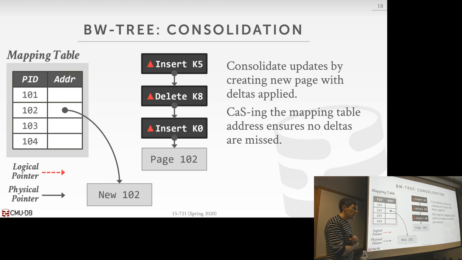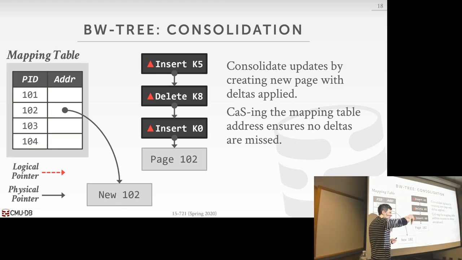Is the compare and swap technically a latch? We will cover this next class. Could you implement latches with compare and swap? No. A latch would be like: I'm holding a latch on some critical section, and I do a bunch of stuff. Whereas this is just a single update that I apply. If it's a spin latch, you spin until you get the latch. I could keep spinning until I get the thing I want, but we don't, because we always want to restart.